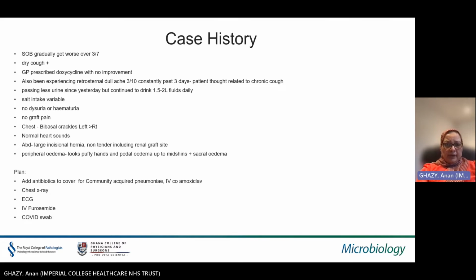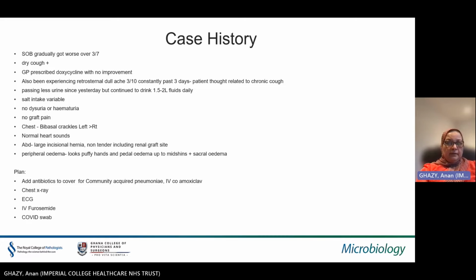He was passing urine, but continued to drink 1.5 to 2 liters per day. His salt intake was variable. He has no history of dysuria or hematuria. He has no graft pain. His chest shows bilateral basal crackles, on the left more than on the right. Then his abdomen, there was a large incisional hernia, and it was non-tender, including the renal graft site.